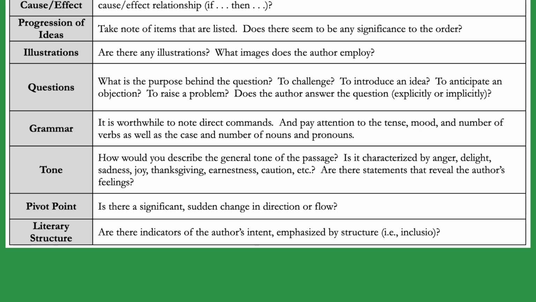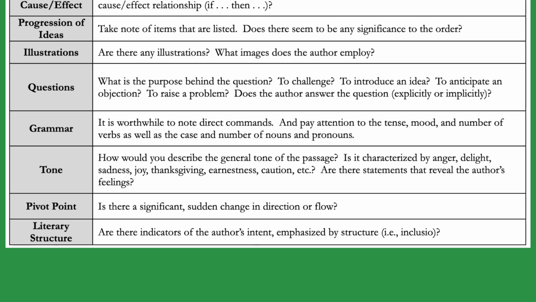He anticipates questions, and then he answers those all through. So he uses questions to raise a perceived objection that his audience may have, and he goes to answer those things. Grammar. It is worthwhile to note direct commands and pay attention to the tense, mood, and number of verbs, as well as the case and number of nouns and pronouns.